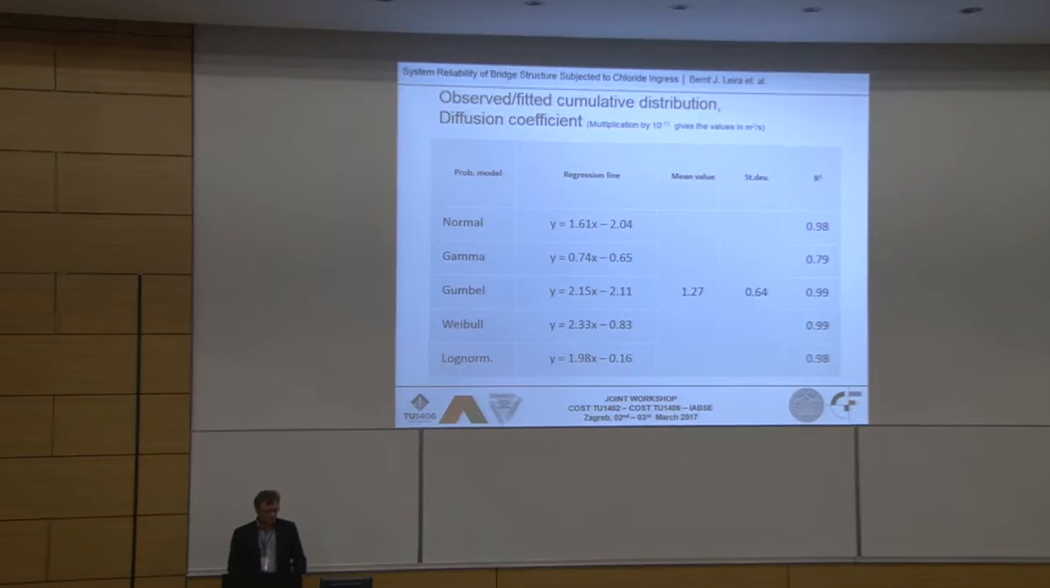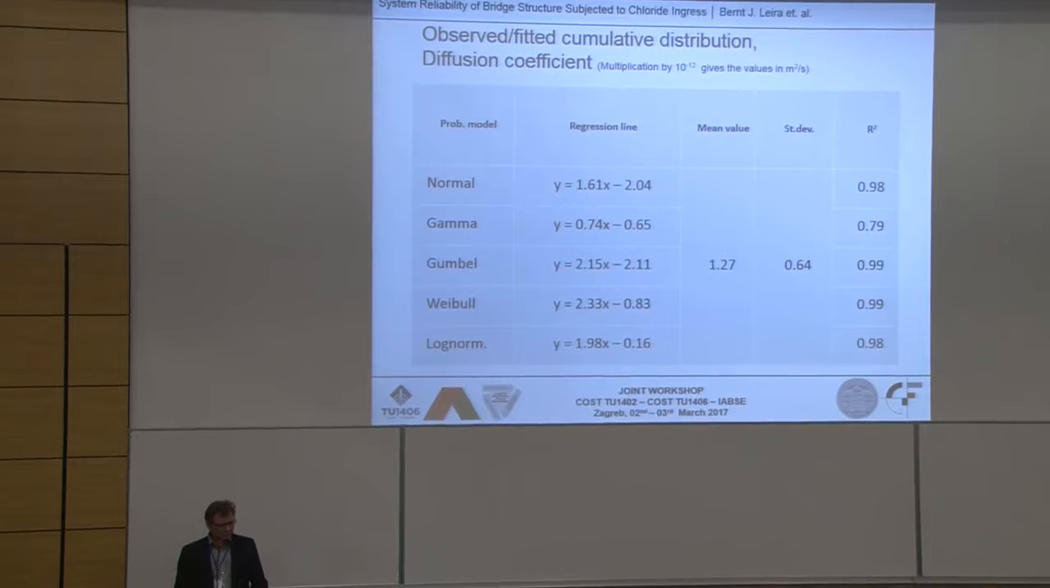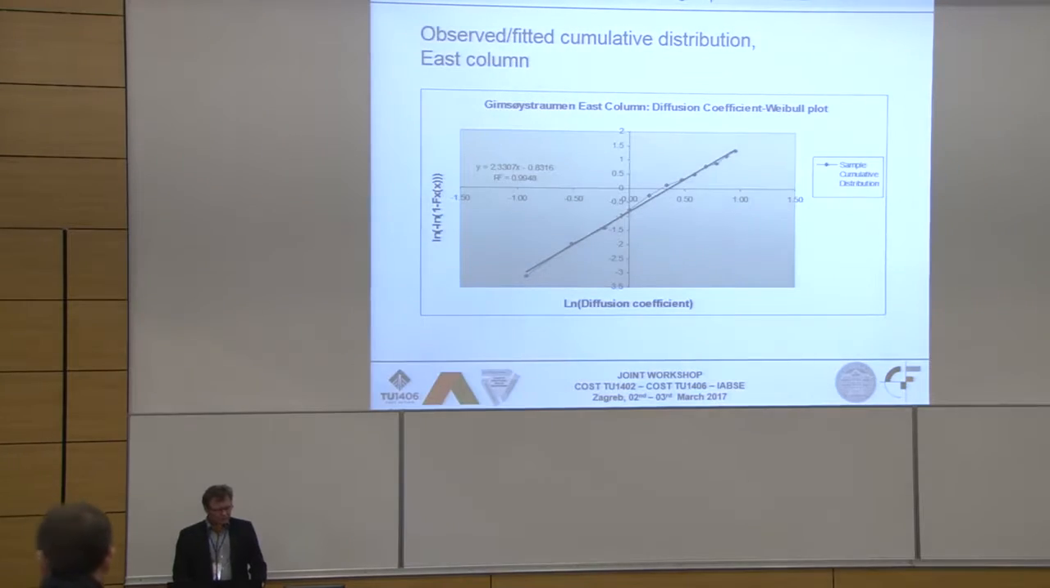The gamma is not so good as the other ones. The mean value and standard deviation of the coefficient are also given in the columns here. So this is now the probability plot for the Weibull, to give an example, and you see that the data points fall pretty much on a straight line, but of course there is some bump at one point, but generally it implies that the Weibull model would be something you could use for statistical analysis of these data.